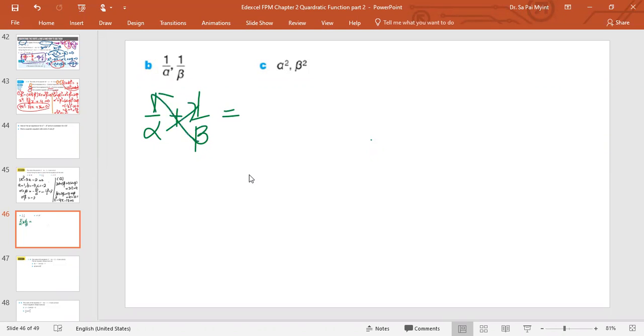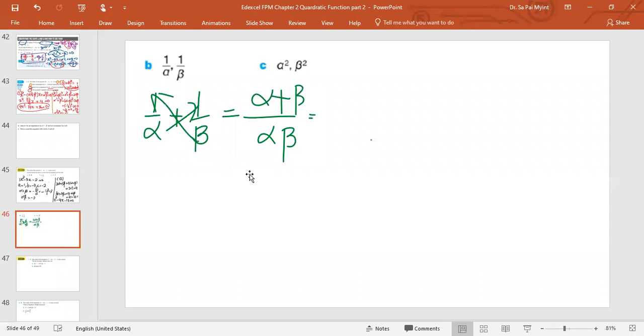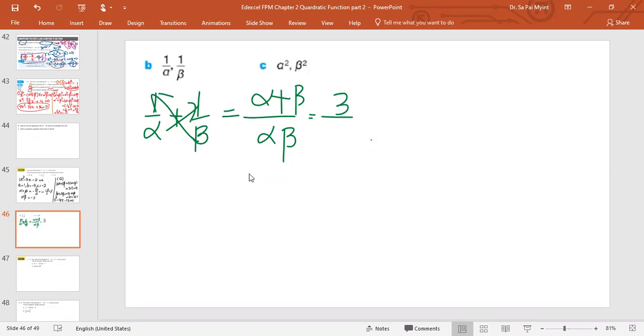Alpha plus beta by alpha beta. Okay, we have found alpha plus beta is 3, and alpha beta is minus 2. So we can write directly 3 over minus 2, so minus 3 by 2.